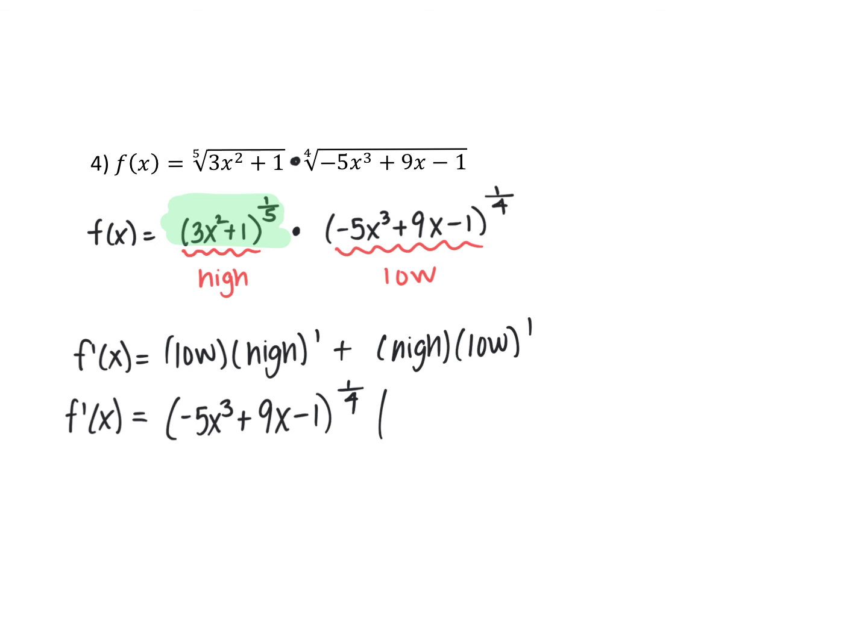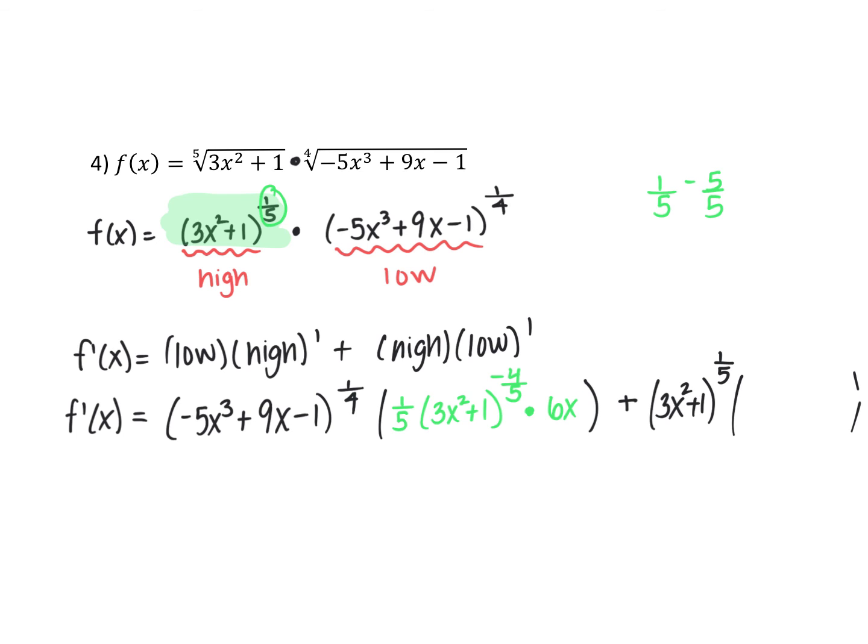So I'm going to put the 1/5 in front, keep the 3x squared plus 1, keep the base. Now decrease this 1/5 by 1. So 1/5 minus 5/5 is negative 4/5. And then we're going to times the derivative of the inside. And the derivative of the inside is just 6x because the derivative of 1 is 0. So that's low d high plus my high, which is 3x squared plus 1 to the 1/5 times my d low. Let me try to see if I can fit this in here.